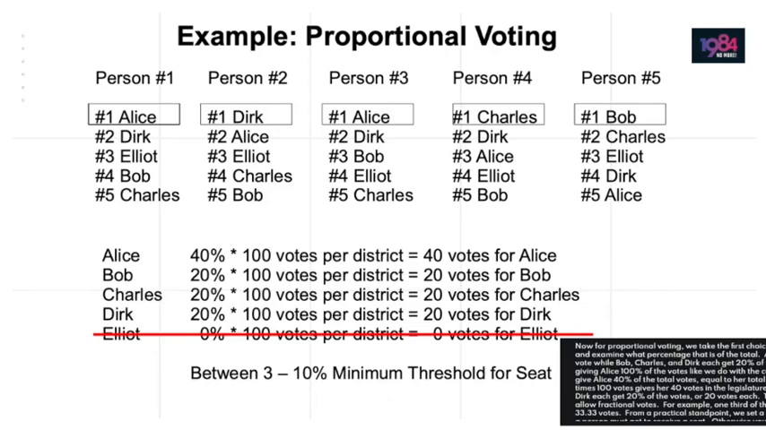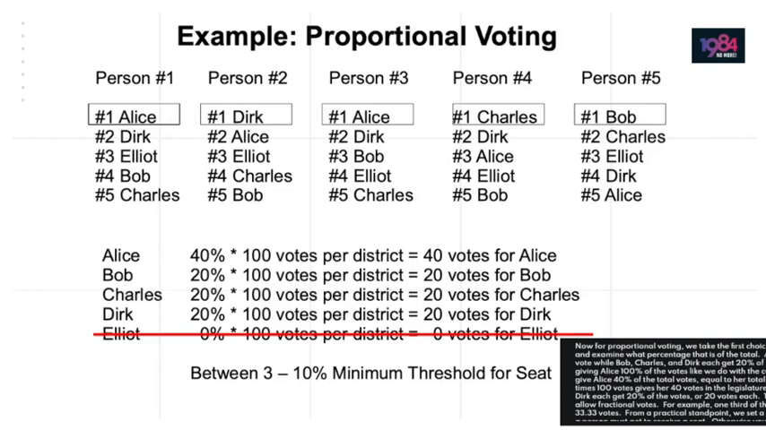Instead of giving Alice 100% of the votes like we do with the current system, we will give Alice 40% of the total votes, equal to her total vote share. 40% times 100 votes gives her 40 votes in the legislature. Bob, Charles, and Dirk each get 20% of the votes, or 20 votes each. The system will also allow fractional votes. For example, 1/3 of the vote will give you 33.33 votes.